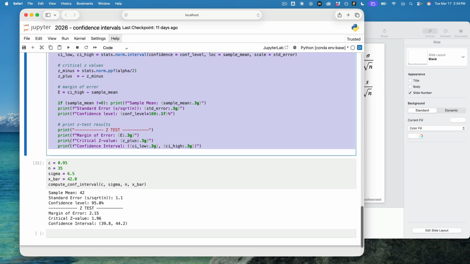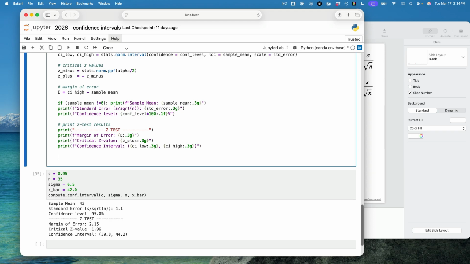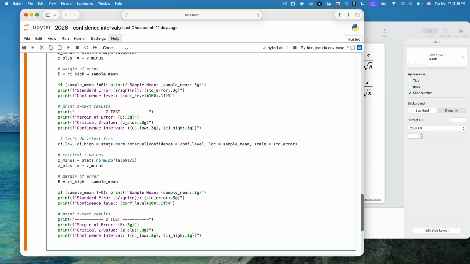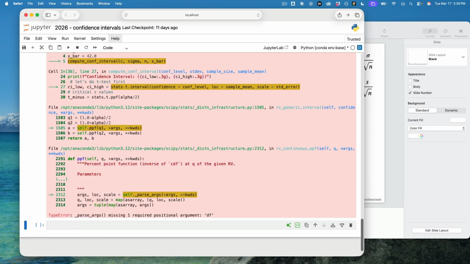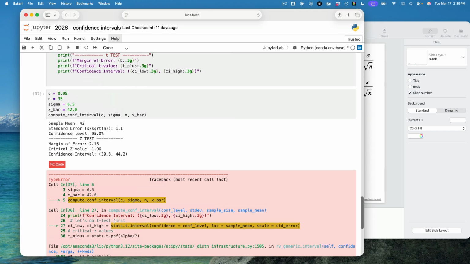Okay, so what I'm going to do, I'm going to self-plagiarize. I'm going to copy and paste. Now we're going to do a t-test, stats.t, t minus, t plus, t minus, standard error. I don't need this anymore because I already printed this. Okay, margin of error. And I'm going to call this here t-test. And this is t-value. Am I good? Yep. And then I get a parse argument.